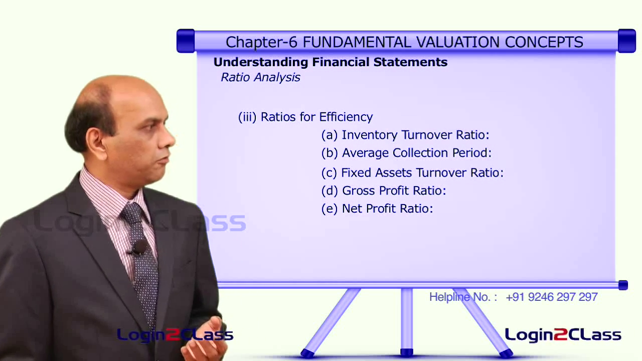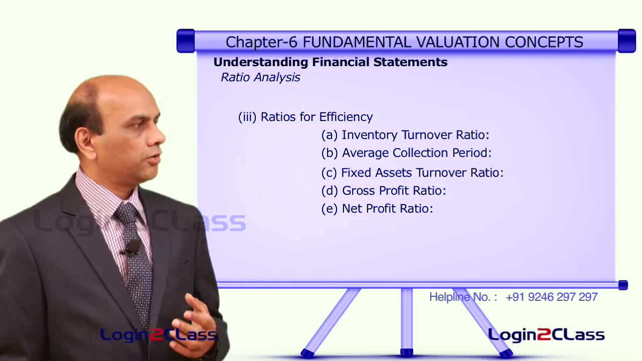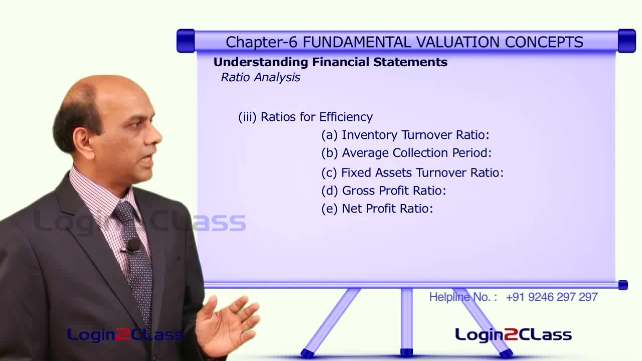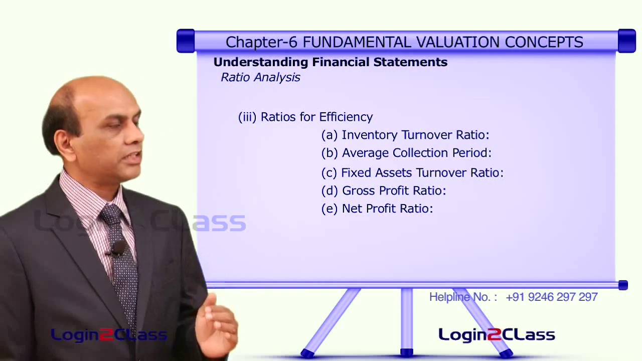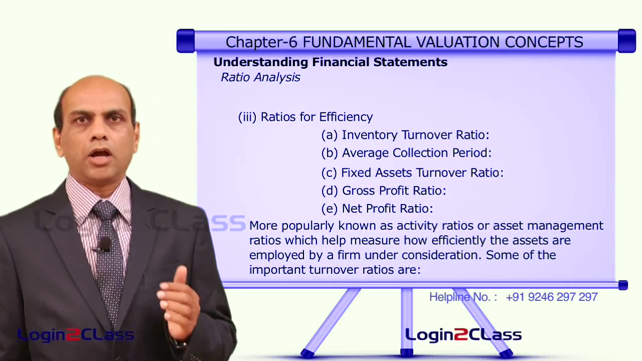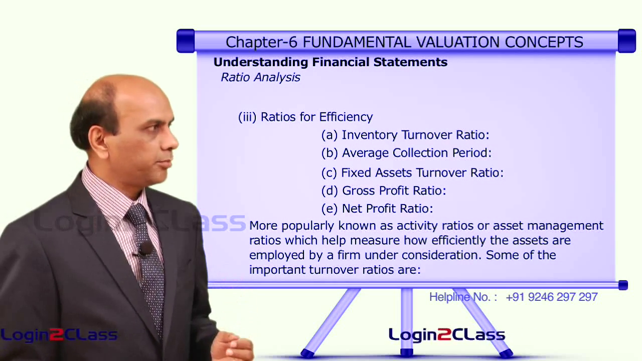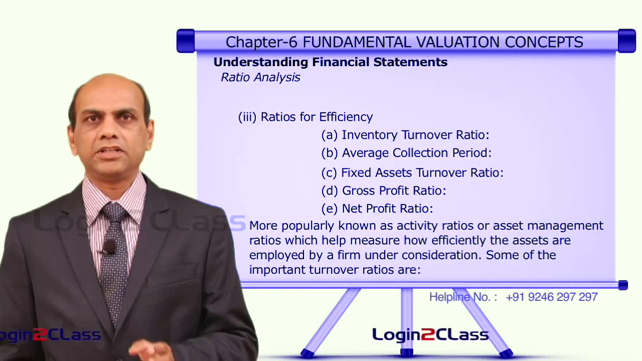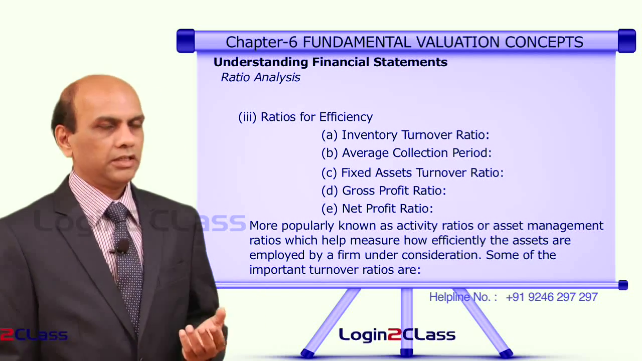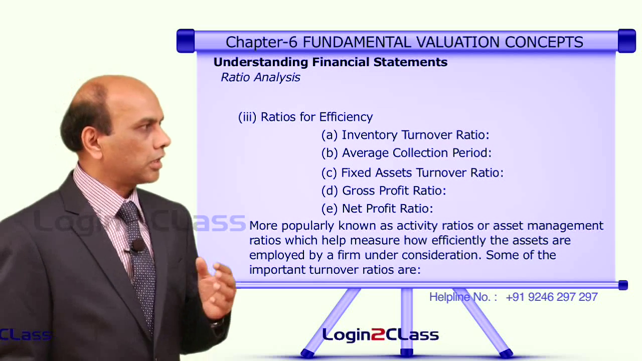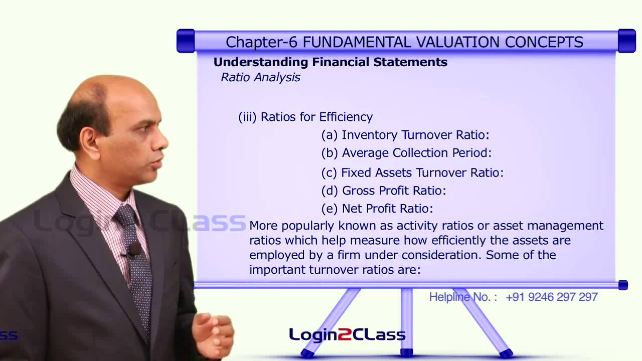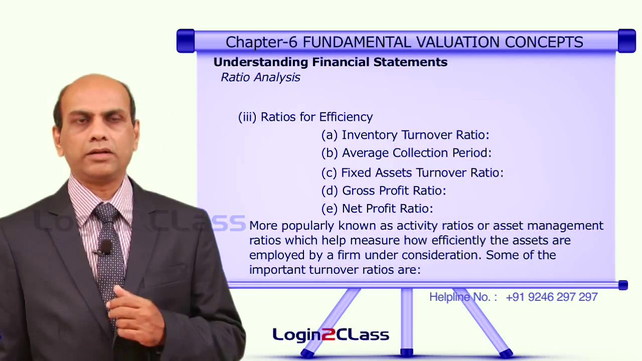So these are the five ratios which come under ratios for efficiency, more popularly known as activity ratios or asset management ratios. So ratios for efficiency are also termed as asset management ratios as well as activity ratios. These help measure how efficiently the assets of the company are employed by a firm under consideration. Some of the important ratios we will try to discuss one by one.